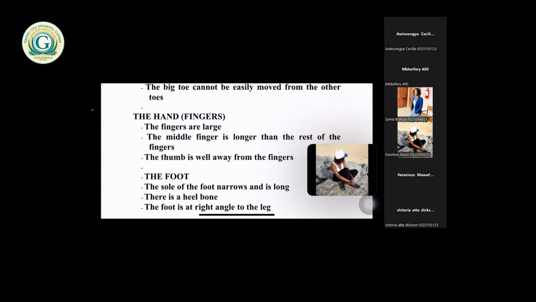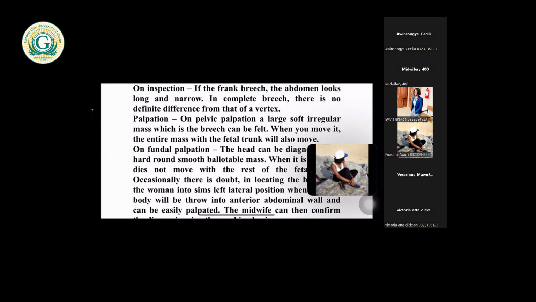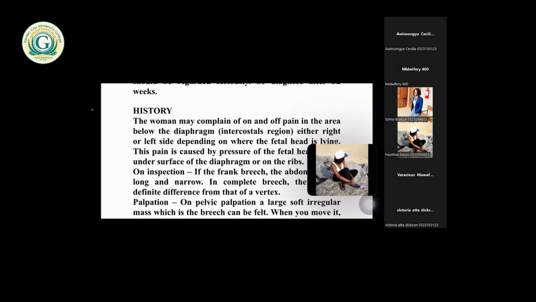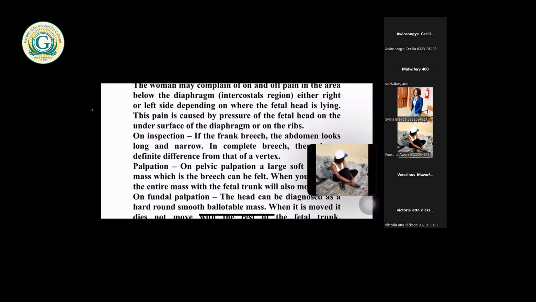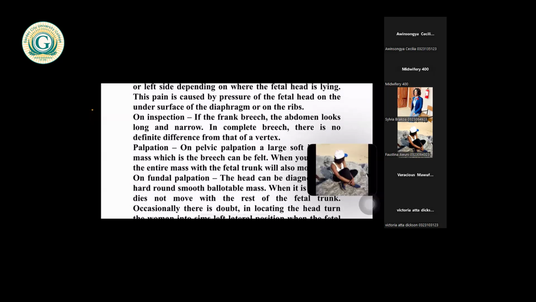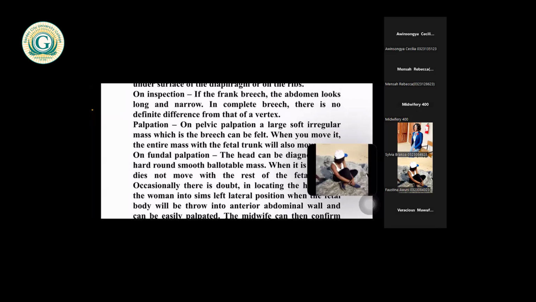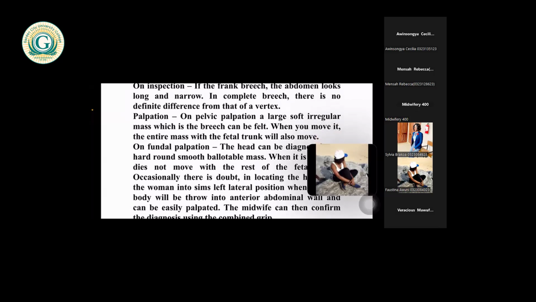So I think Hadia threw more light on how you get to know if the baby is presenting with the breech. During inspection, in the frank breech, the abdomen looks long and narrow. In complete breech, there is no definite difference from that of a vertex. So during the complete, the abdomen looks like the vertex one, but with the frank one, the abdomen looks long and narrow. On pelvic palpation, a large, soft, irregular mass, which is the breech, can be felt. When you move it, the entire mass with the fetal trunk will also move.